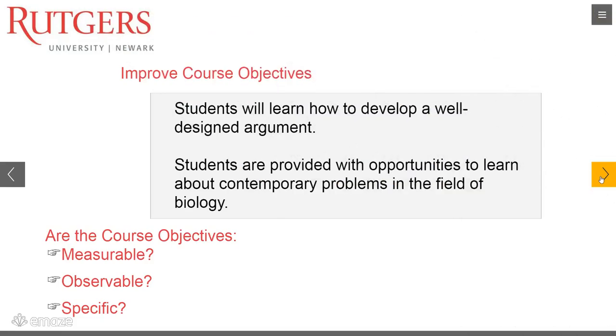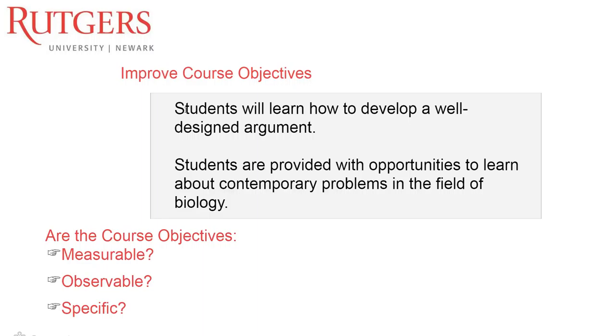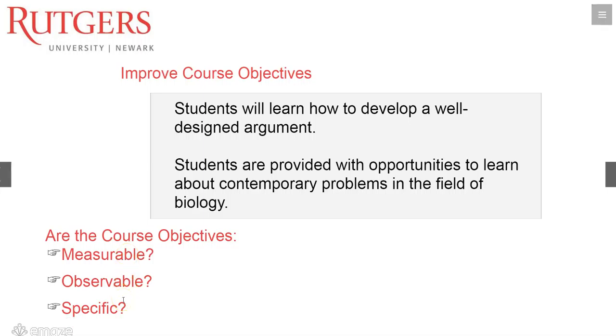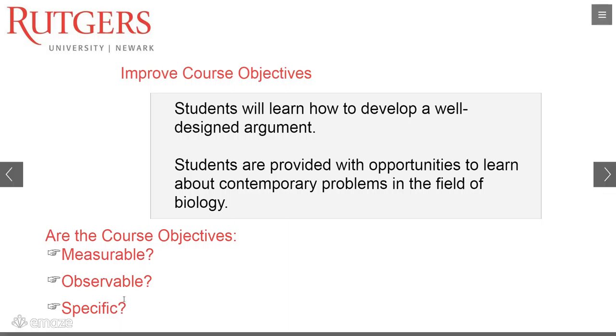Now, how about two course objectives that can use some improvement? Let's look at the first one. Students will learn how to develop a well-designed argument. Well, I'm not going to argue against that, but do you find it measurable? Observable? Is it specific? How can this course objective be improved? Think about it.